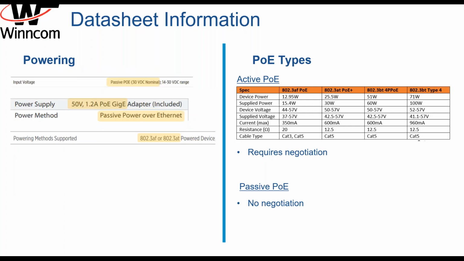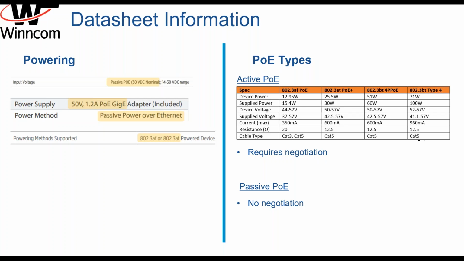Okay, powering the system. At the moment, most of the links are using PoE, Power over Ethernet, but there are some radios also using direct power connections. In that case, we need to check the power cable specifications and the connectors on the radio. But if it is PoE, you will need to understand the difference between active PoE and passive PoE.